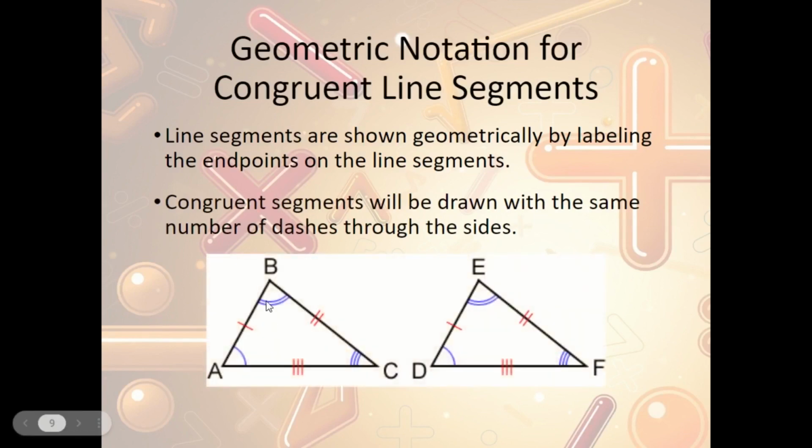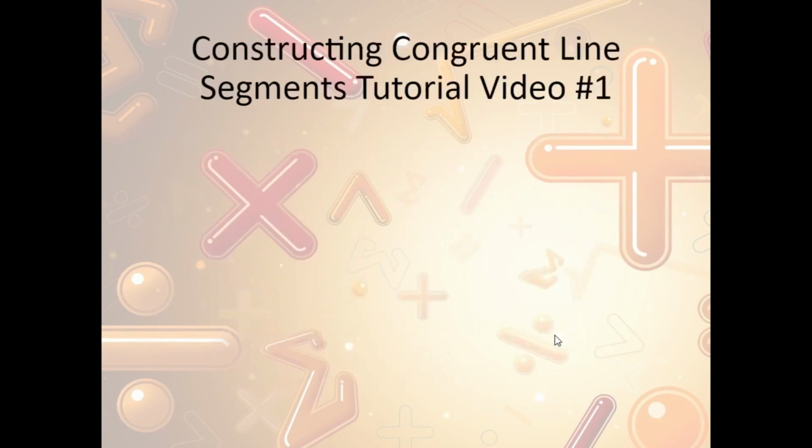So for instance, we have a triangle here, and on this side you can see we have a single dash, and on this side we have a single dash. That means that those two sides are exactly the same length. Then we have a double dash here and a double dash here. That means those two side lengths are exactly the same. And then the same thing with the triple dash. So triple dash and triple dash are all congruent to each other.